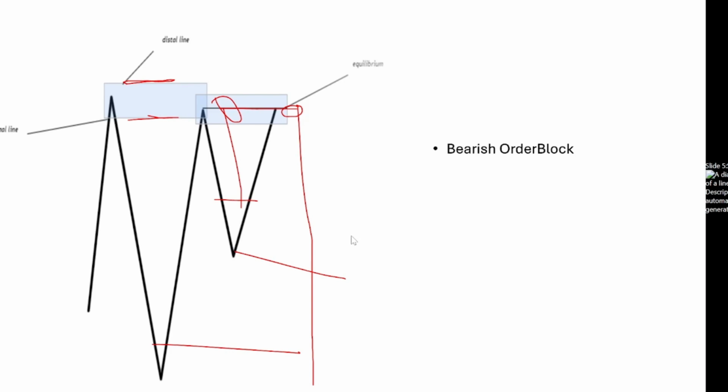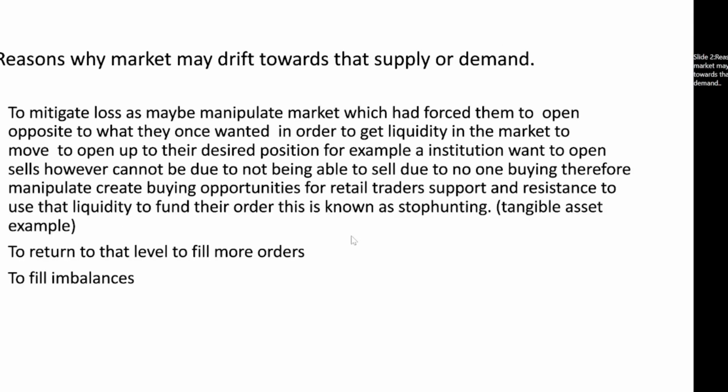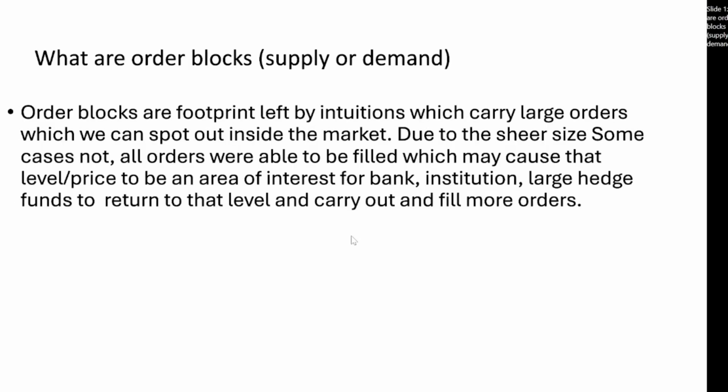Now we understand what makes an order block valid, what makes an order block invalid, and what makes it more high probability. And now we understand why market may drift towards that supply or demand. And now we simply understand the fundamental reasons behind the order block. We understand order blocks are footprints left by institutions.